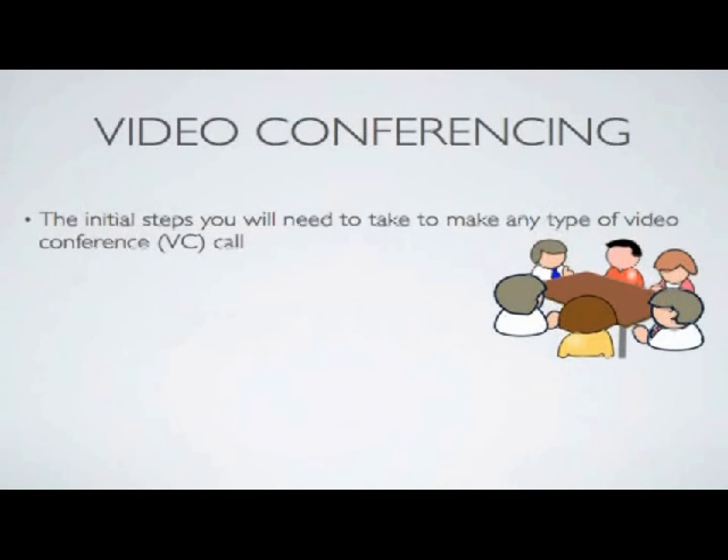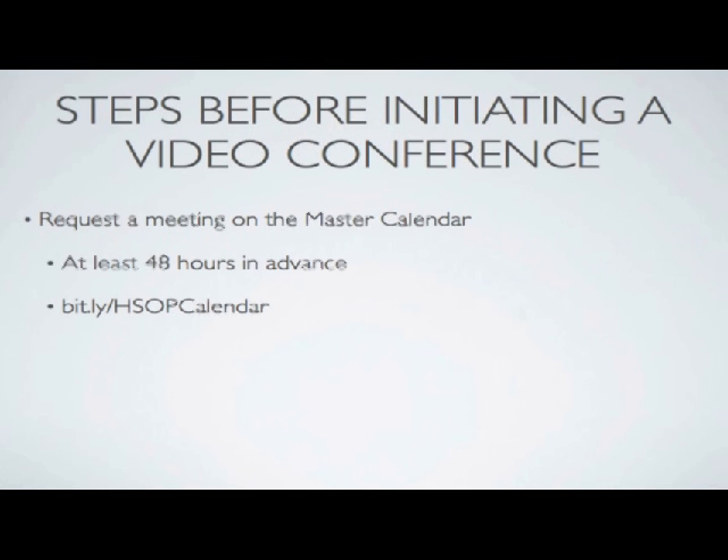In this segment, we'll be covering all aspects of video conferencing from the team rooms. As always, you can find all the information covered in this segment in the team room instruction booklet. Now, let's go over the steps you will first need to take to make any type of video conference or VC call. You will first need to request a meeting at least 48 hours ahead of time on the master calendar by going to bit.ly/HSOP calendar. The web address is also in the team room instruction booklet.